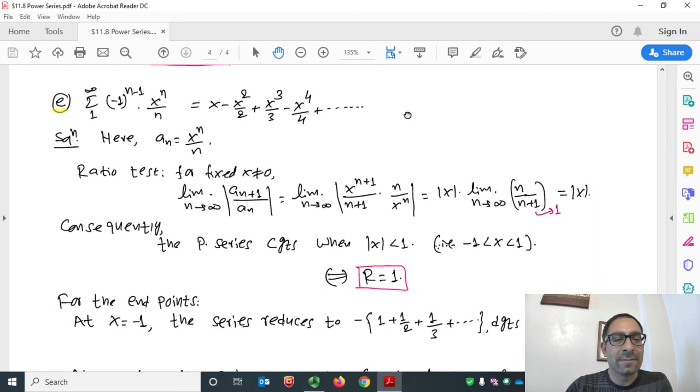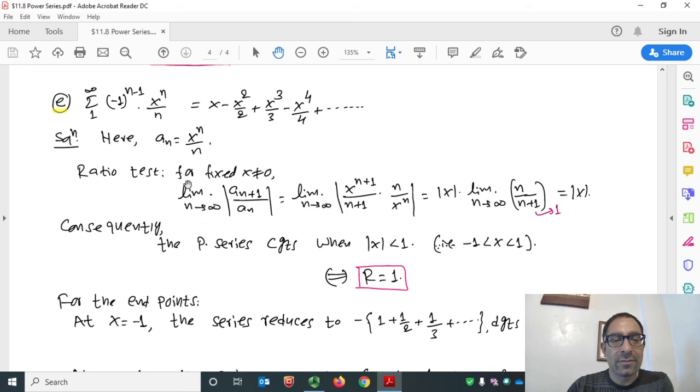Question part E. The given power series is the summation of negative 1 to the power n minus 1 times x^n over n. Let me expand this one. It looks like, in expanded form, x minus x squared over 2 plus x cubed over 3 minus x to the fourth over 4 plus dot dot dot. So here a_n equals x^n over n. Let's use the ratio test.